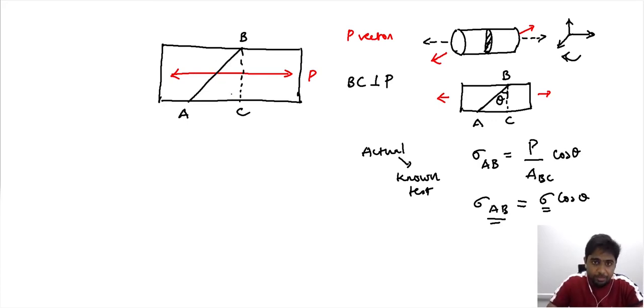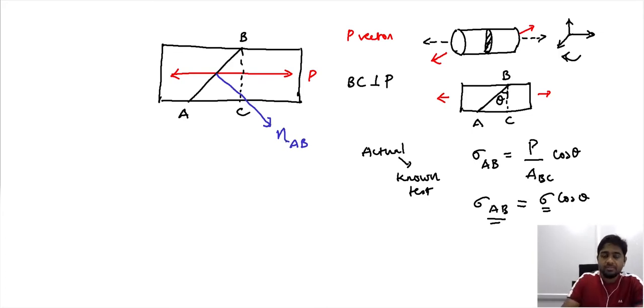So this direction is perpendicular to AB. We refer to that as the normal of AB. Now, the reason we focus on the normal of AB is because when you consider a normal of a given plane, we will be able to describe the resistance offered by the plane in a more meaningful manner.